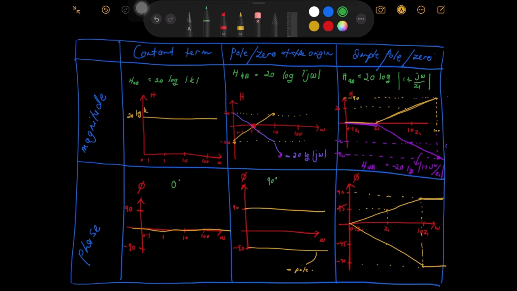Alright, so I think that's all for the basics of how to plot the phase and magnitude for the constant term, pole 0 at the origin, and simple pole 0. We will see you all in the next video for exercise 1 for more understanding.